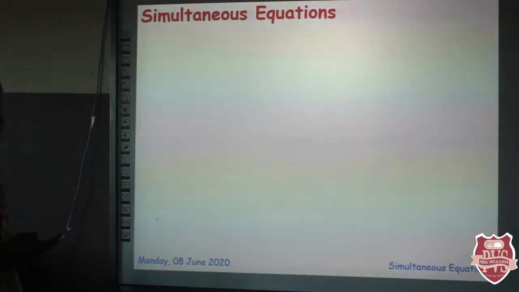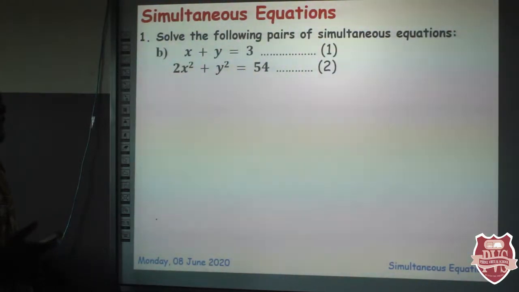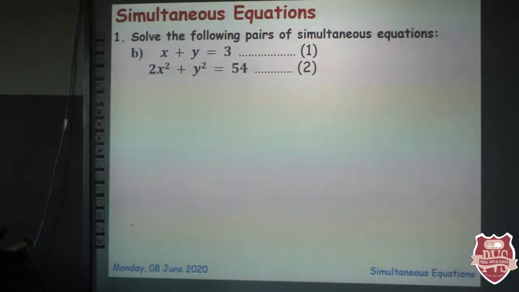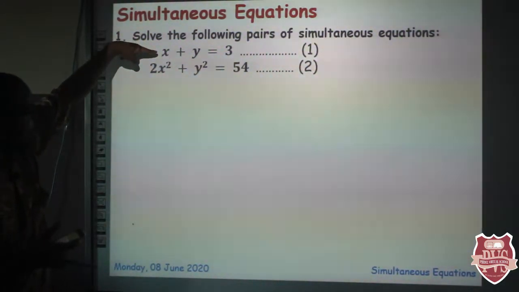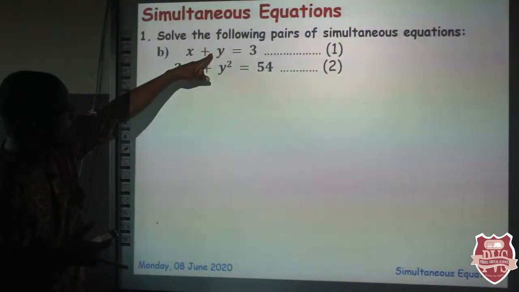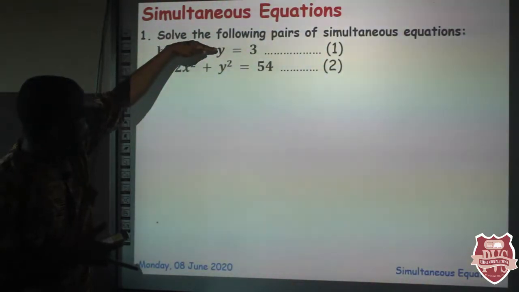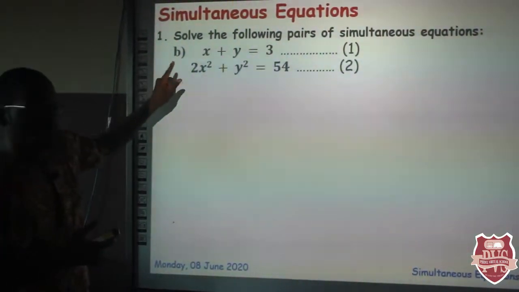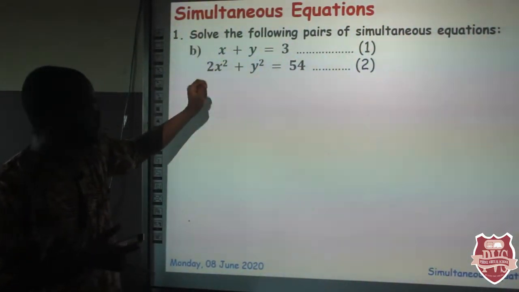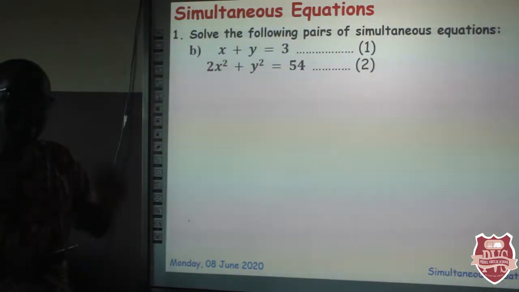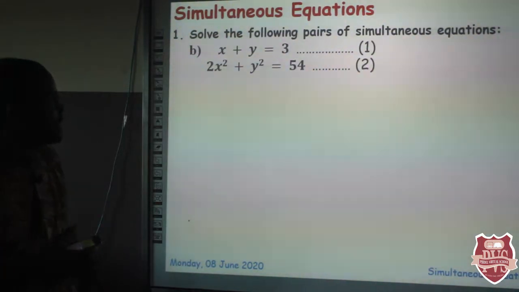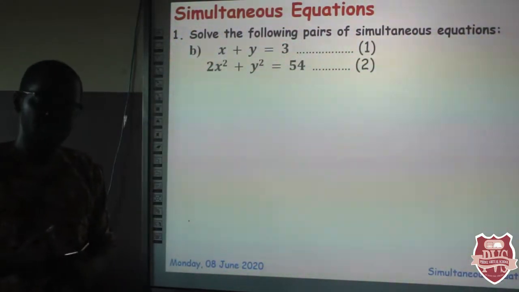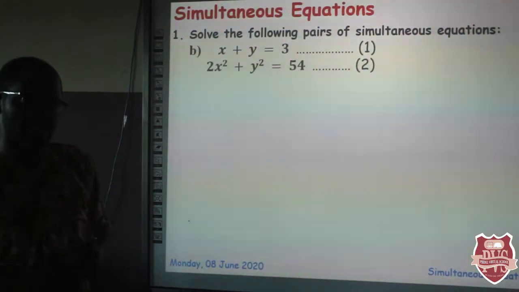So let's see. If you're asked to solve the given pair of simultaneous equations, x plus y is equal to 3, and 2x squared plus y squared is equal to 54. Now, clearly you can see in equation 1, the coefficient of x is 1, the coefficient of y is also 1, the power of x is 1, the power of y is also 1, meaning equation 1 is a linear equation. But when you look at equation 2, the power of x here is 2, the power of y is also 2, meaning equation 2 is non-linear. As a matter of fact, equation 2 can be said to be quadratic. So this pair of simultaneous equations is a non-linear pair of simultaneous equations.